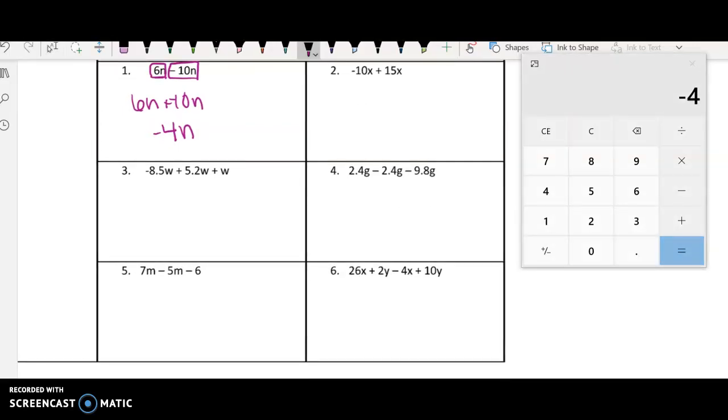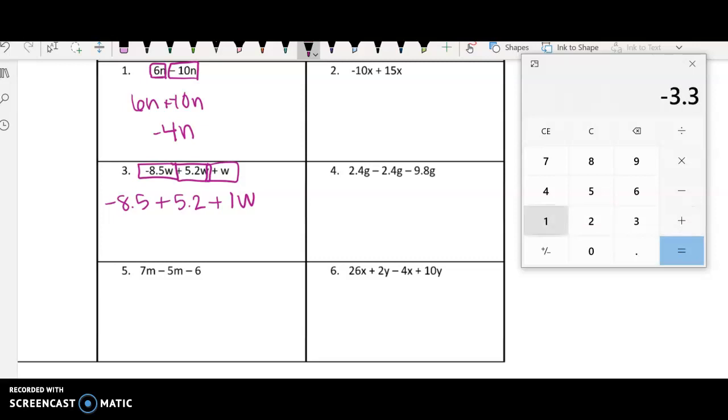We can do it with decimals as well. So these all have a W attached to them. So these are all like terms. So we can combine all of them. So negative 8.5 plus 5.2 plus, remember, it's 1W. So we have negative 8.5 plus 5.2 plus 1 gives me negative 2.3W.